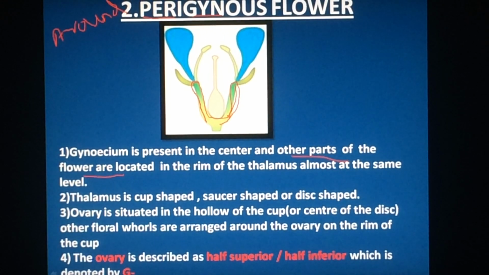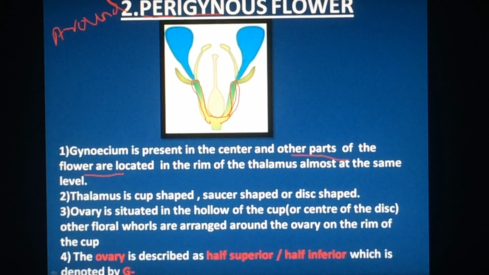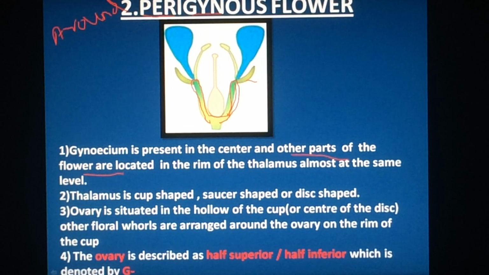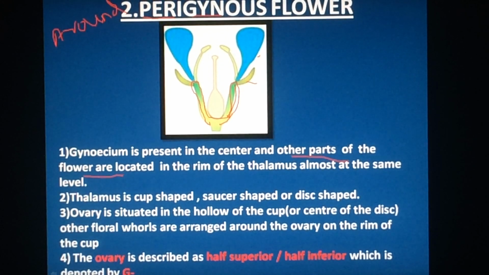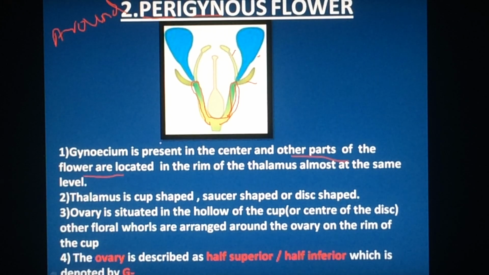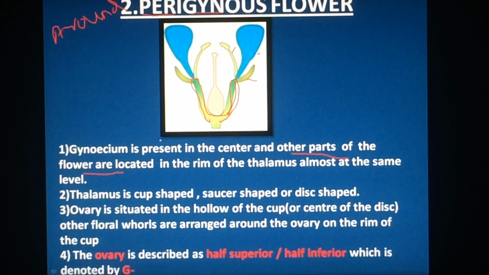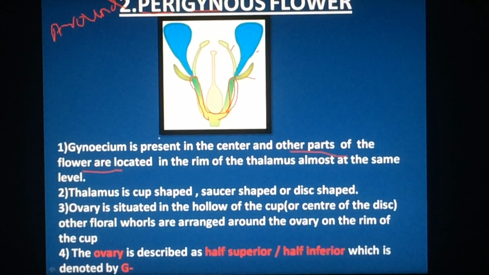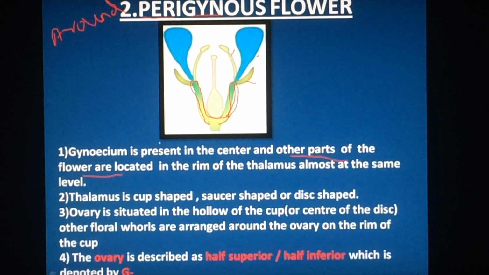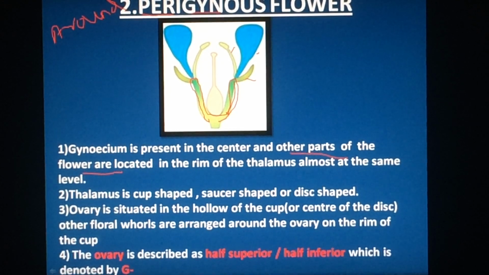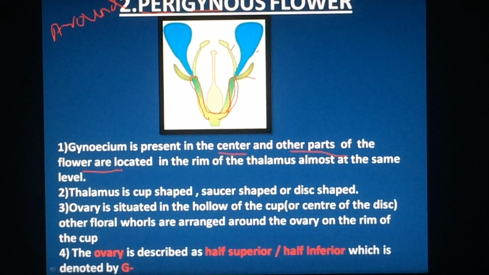Thalamus, which became cup-like, you can say. On the rim of this thalamus, calyx, corolla, androecium are present, almost at the same level of ovary during the origin. That's why it is called as a perigynous flower. Such flowers are called as perigynous. So where is the ovary? Ovary is present at the center.